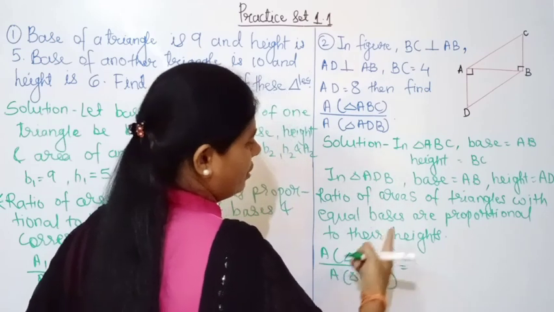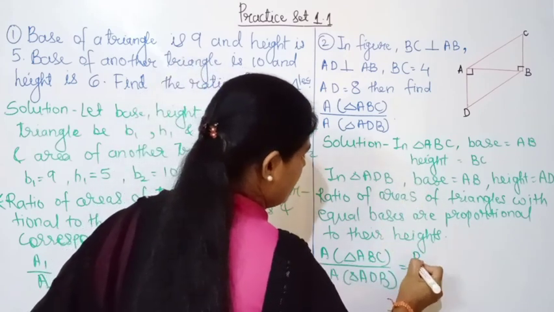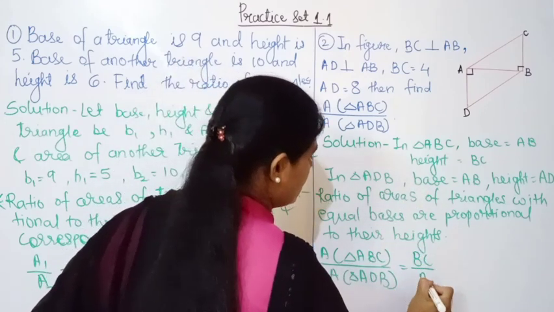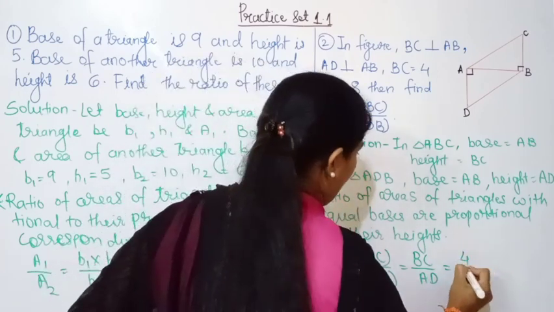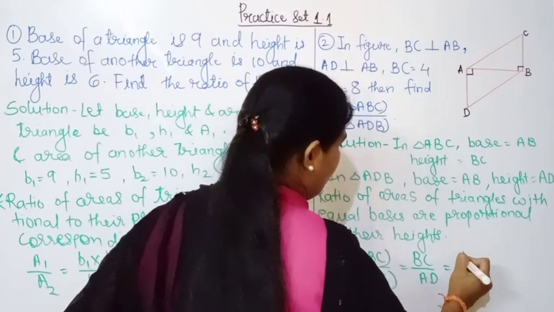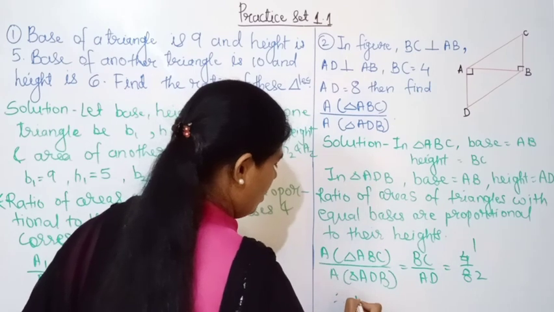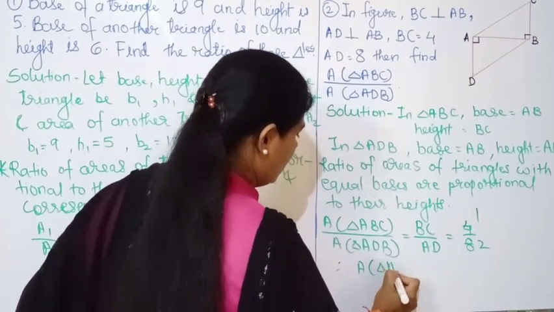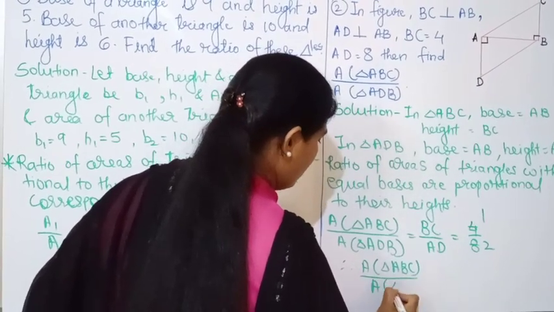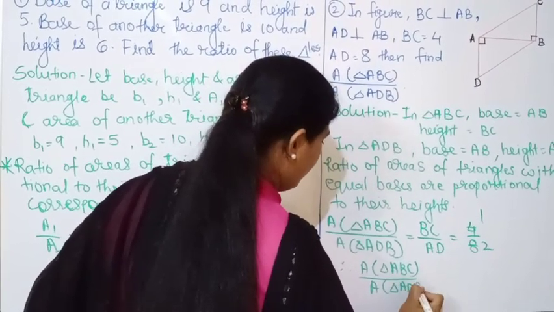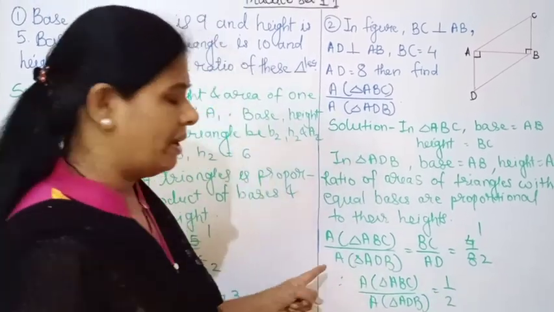Okay, so what is the height now? We have to consider the height now. The height of ABC is BC and height of ADB is AD. Now we'll substitute the values. BC is 4, AD is 8. We can divide, 4 ones are 1 and 4 twos are 8. So what is the answer now? Therefore, area of triangle ABC upon area of triangle ADB is equal to 1 upon 2. Okay, so very simple it is.